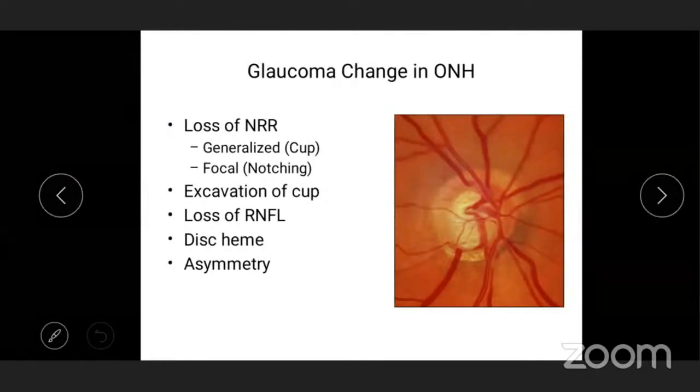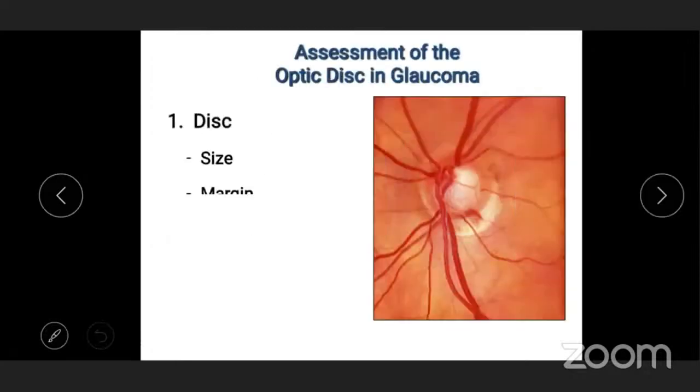And once you have focal loss, please look at the highlighting I'll show you, that's known as notching, which I'll show you. Only when you have generalized loss of the rim do you get what you write most commonly, the cup. Evaluation of the cup we'll talk about again. The vertical one is more important. Loss of RNFL, disc hemorrhage, and asymmetry. This is not the complete list, but the most important ones to take home.